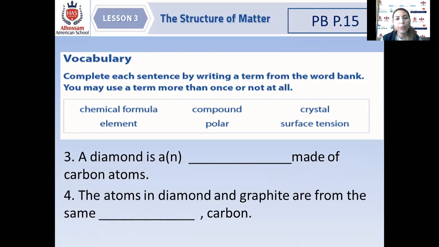Okay, number 3. A diamond is a blank made of carbon atoms. Which one is the suitable word? Muhammad, which one? Yes, a diamond is a crystal. Crystal, yes. Well done. So, a diamond is a crystal made of carbon atoms.